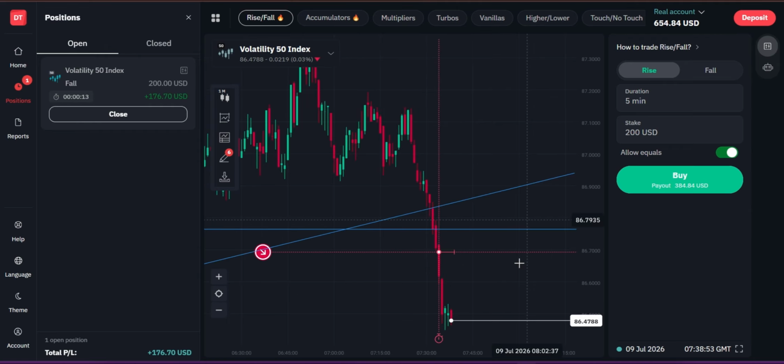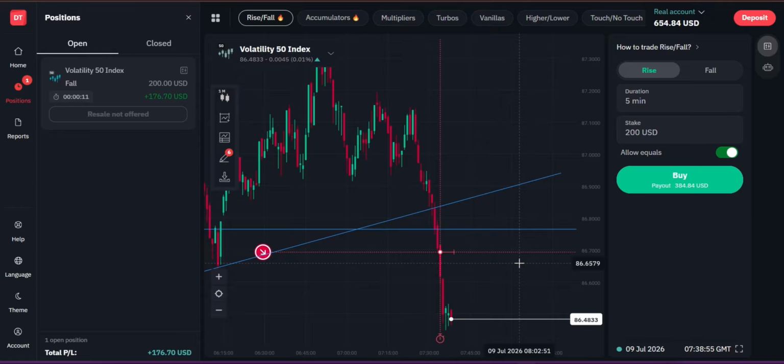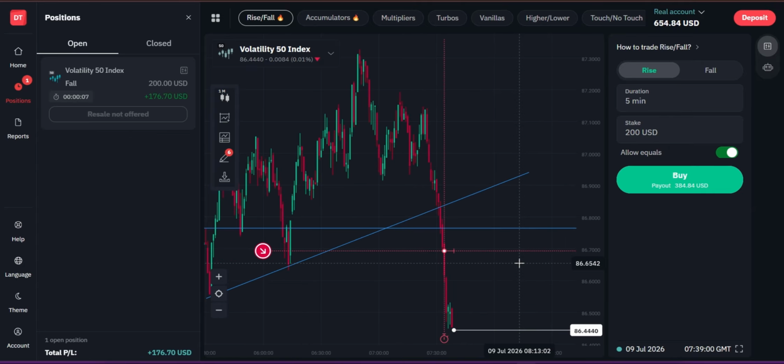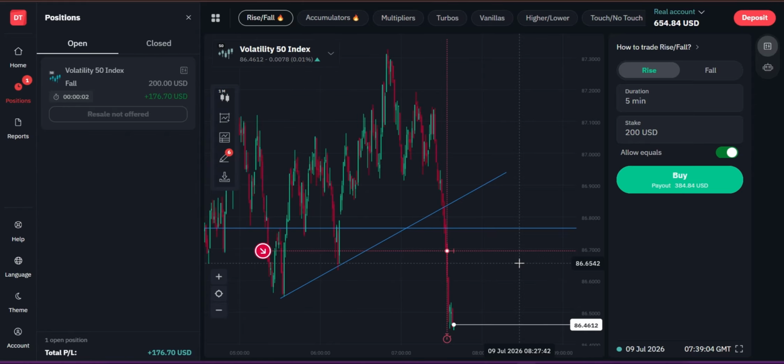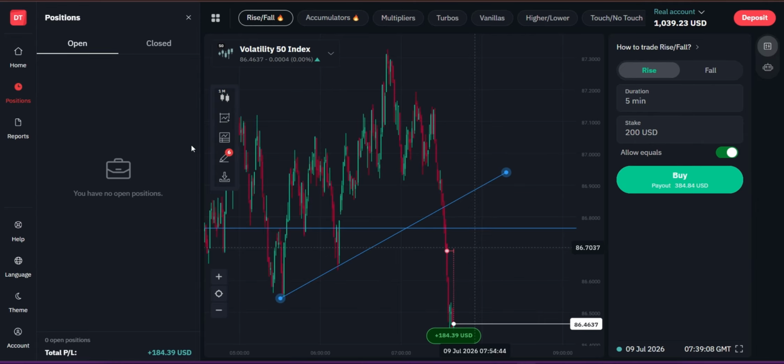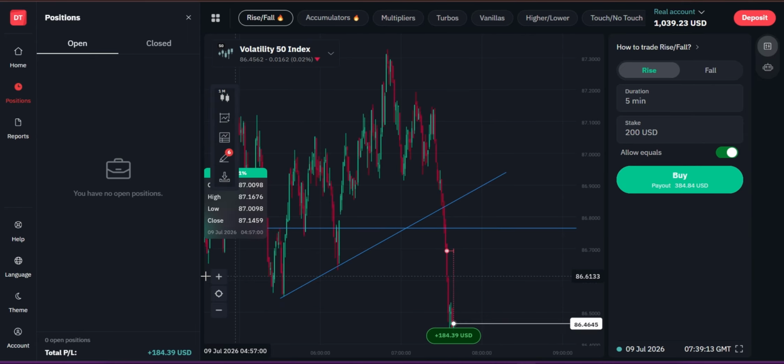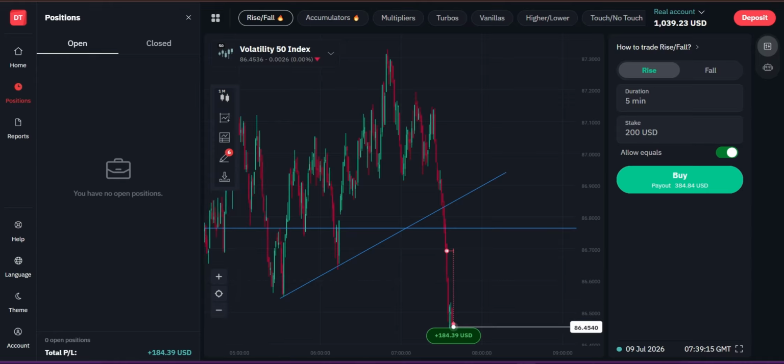Okay, so we have only 10 seconds and we are going to win this trade, guys, the $200 trade. And my account balance was $854, you can see. And yes, we won this trade. Now I'm at $1,039, right? So you can see.